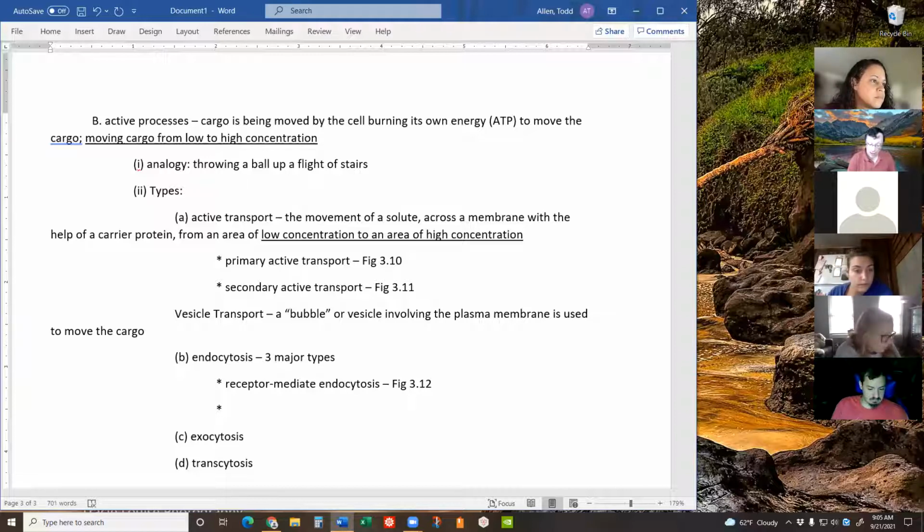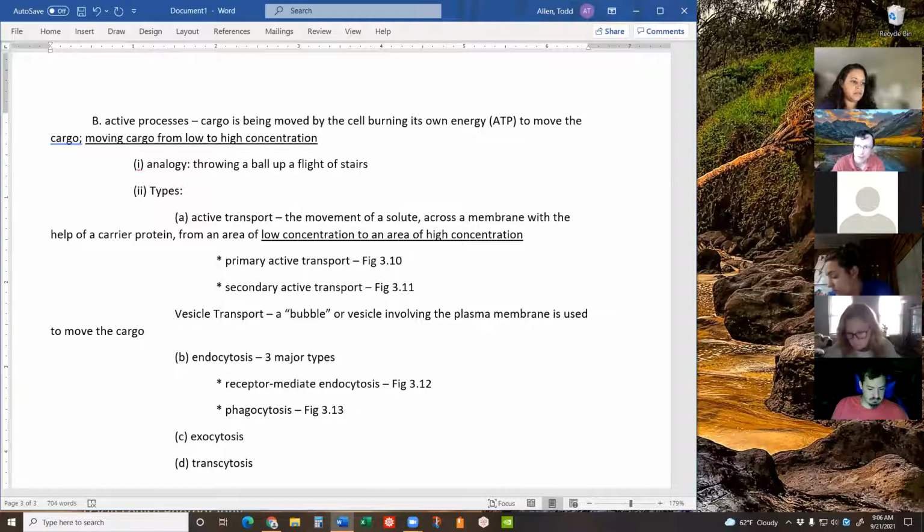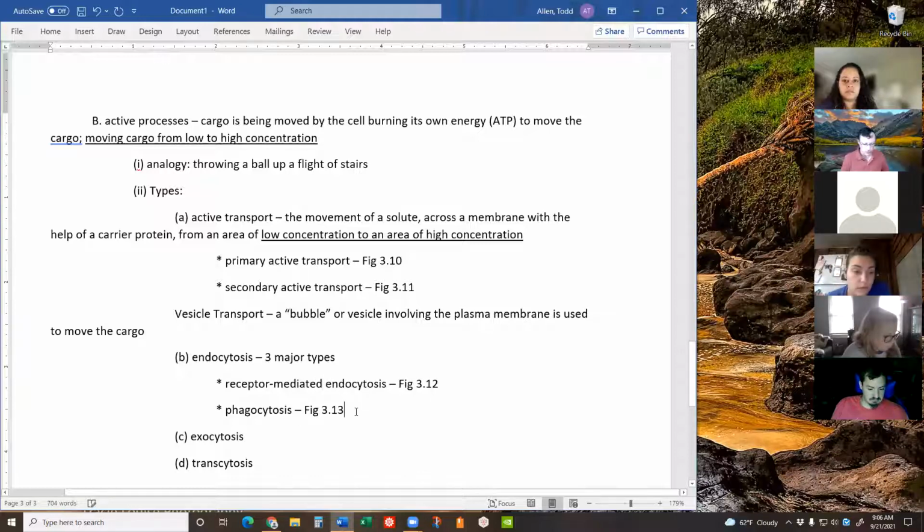We have phagocytosis, which is figure 3.13. Now, phagocytosis takes place specifically in a category of cell known as phagocytes. Phagocytes are a type of white blood cell. They're involved in body defense, and the actual process of eating a foreign invader like a bacterium or virus is known as phagocytosis. Phagocytosis is a type of endocytosis. Receptor-mediated endocytosis obviously is also a type of endocytosis.